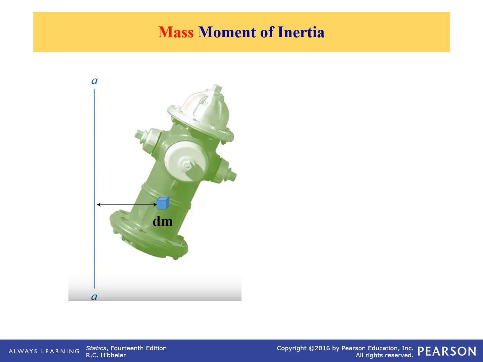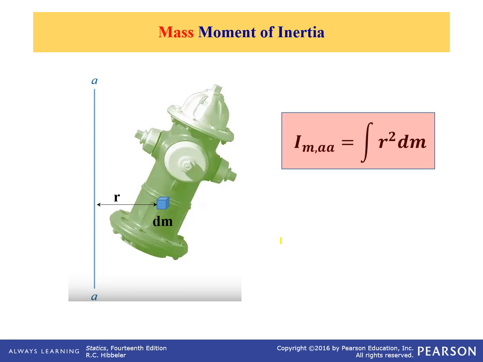Then we can find the perpendicular distance from this dm to the axis AA. Let's use r to represent this perpendicular distance. And by definition, the mass moment of inertia about this particular axis AA is the integral of r squared, which is again the perpendicular distance from the differential mass dm to the axis AA, and it is integrated throughout the entire body.